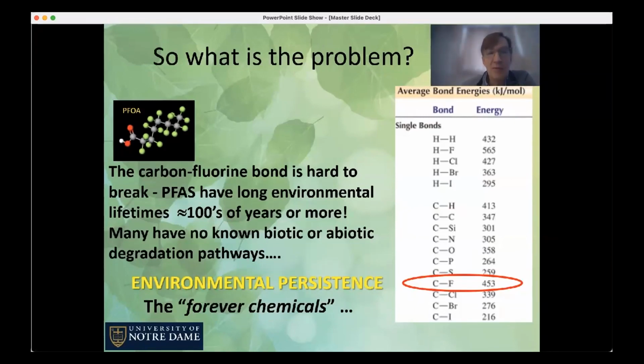Well, since the carbon-fluorine bond is so strong, they have environmental lifetimes in the hundreds or thousands of years. There's no known organism that will eat these things because they don't get any energy out of eating them. There's one weird microbe that's been discovered that sort of chews on some of them, but it's only the large ones that break down to small ones. These small ones persist forever, and this is why they're given the moniker forever chemicals.